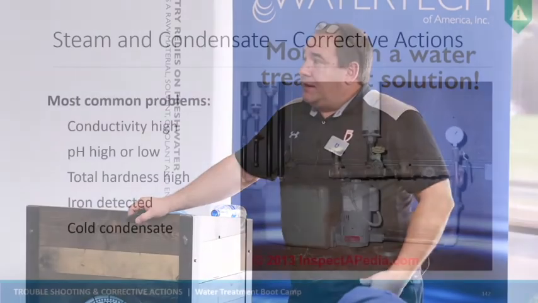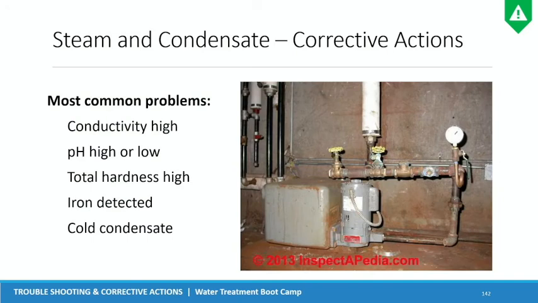Steam condensate corrective actions. The most common problems we have with steam condensate systems are high conductivity, because it's an indication of possibly poor condensate. Remember that description we had before about improving the quality of the condensate and maybe collecting more? Then high pH or even low pH, and total hardness. We talked about that earlier and monitoring it.